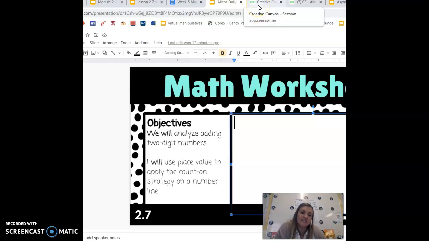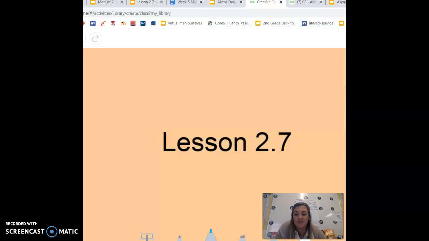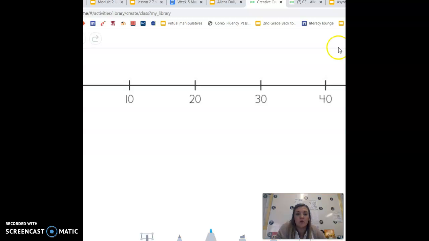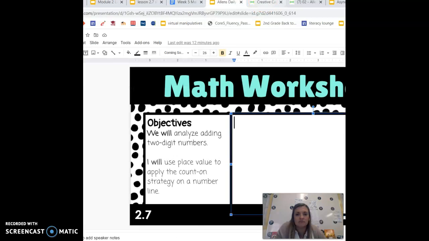All right, mathematicians, today we will analyze adding two-digit numbers. I will use place value to apply the count on strategy on a number line. So we are continuing learning different strategies to add two-digit numbers. So I want you to take a look at this number line.